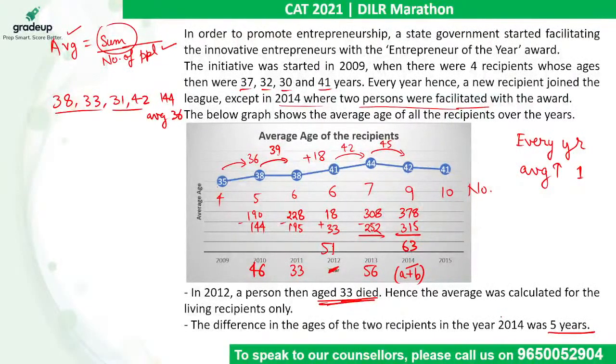So what will their ages be? 29 and 34, right? So this year the ages will be 29 and 34. Okay, is it clear? 29 and 34. Did this thing make sense? How did 29 and 34 come here?